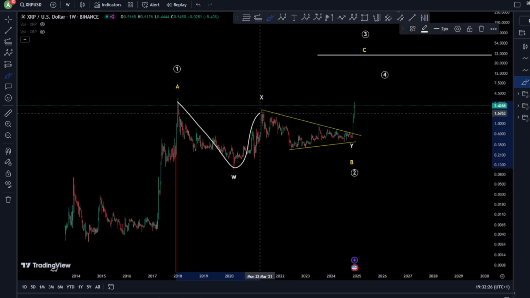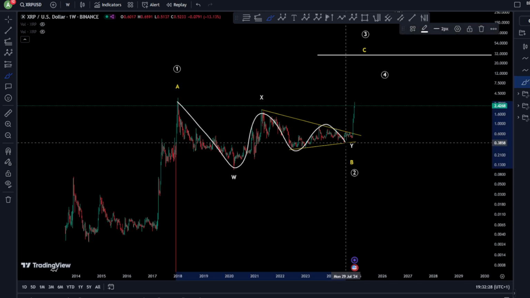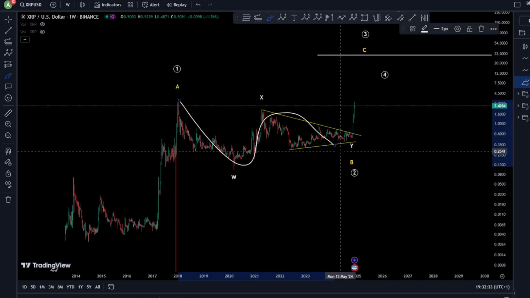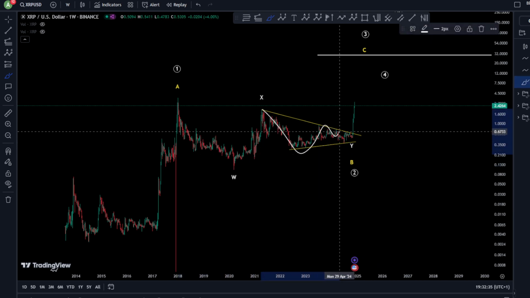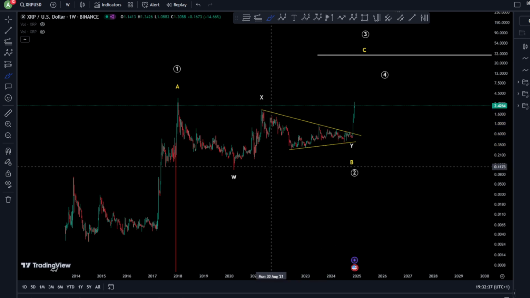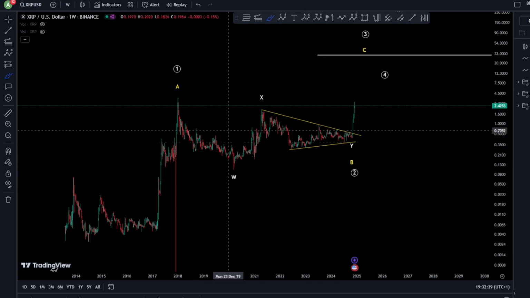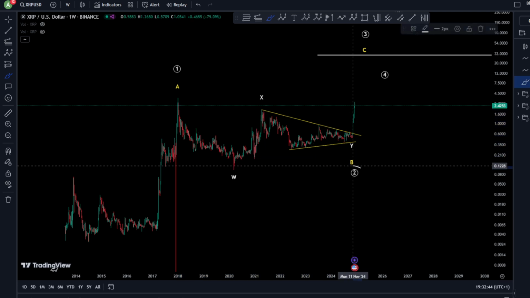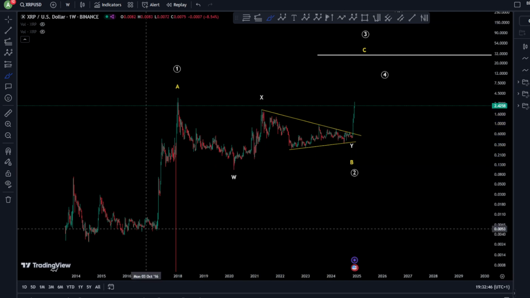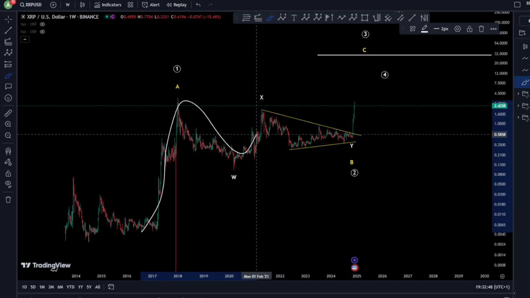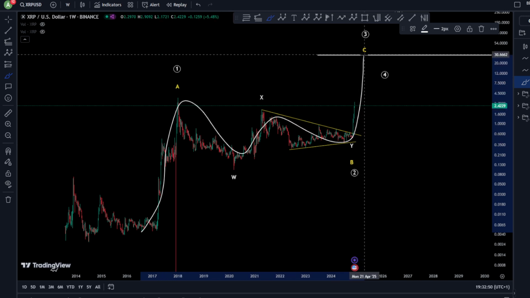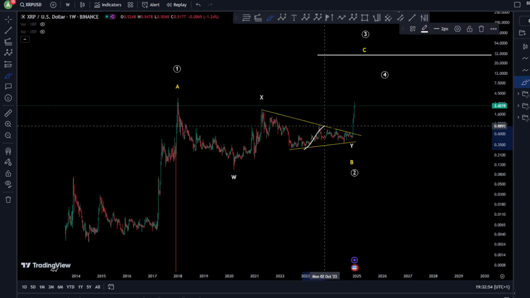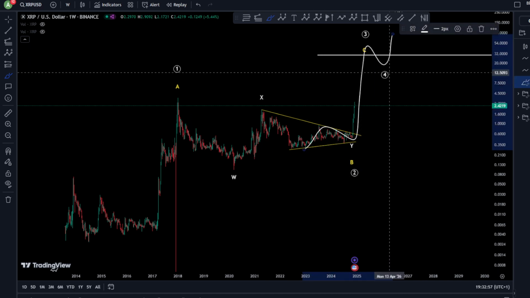Because possibly this is, of course, a triangle as well. It can be an A, B, C, D, E, or it can be a W, X, and Y. Your wave Y, of course, is a smaller triangle finished somewhere here. And the triangle is much more specific for a wave B rather than a wave 2. Therefore, it is much more possible that we are looking here after this correction for a wave C towards the upside.